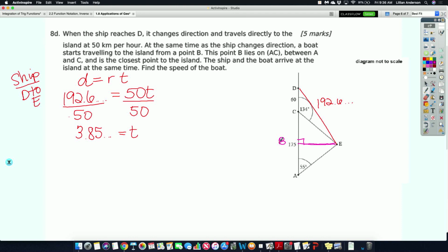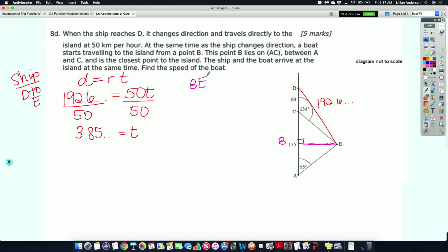So, the ship and the boat arrive at the island at the same time. Find the speed of the boat. So, in order to find the speed of the boat, I need to figure out how far the boat, which is at B, is from E. And then on top of that, considering they got there at the same time, I'm going to probably need to use that as well. So, I need the distance. Let's find BE.